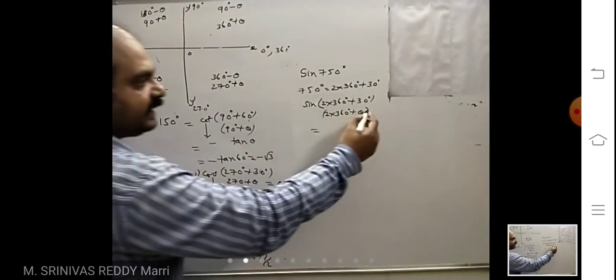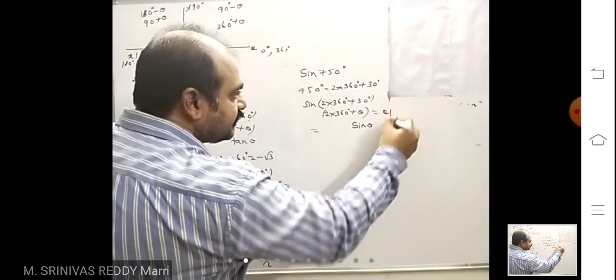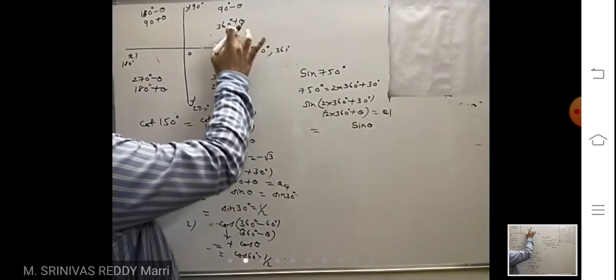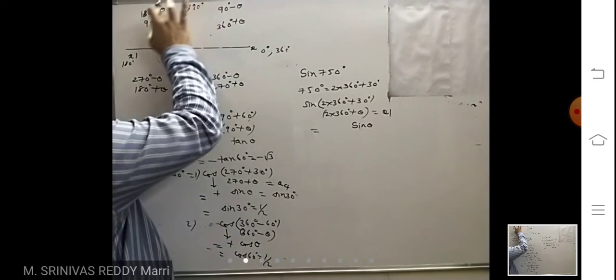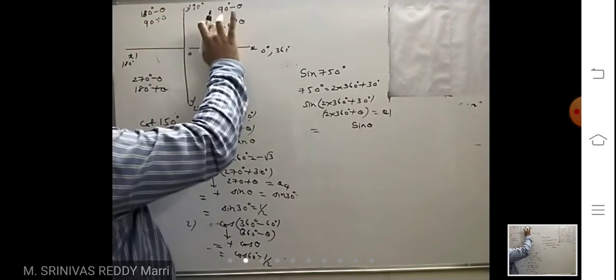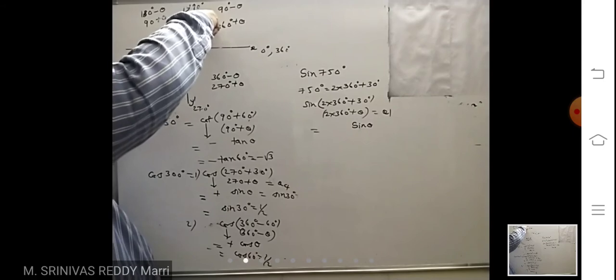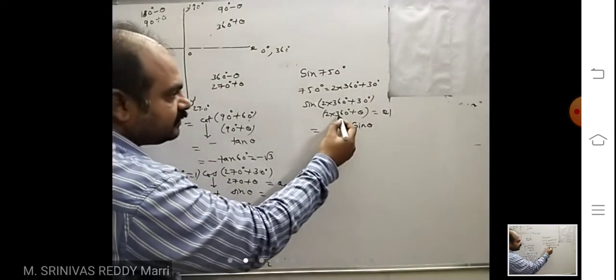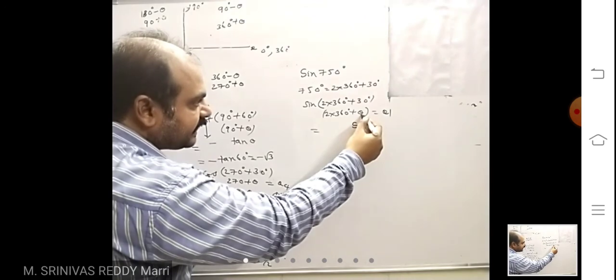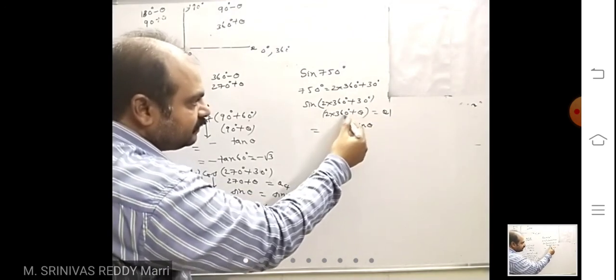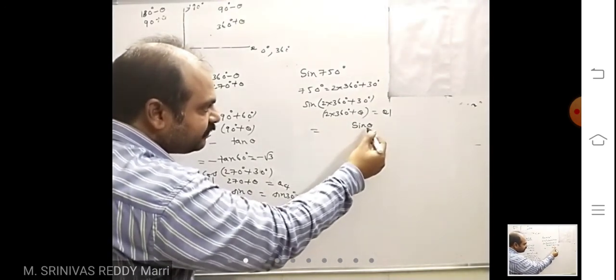Sine theta. This angle is in which quadrant? You can easily tell. Look at 2 into 360. 360 is this, and 2 into 360 plus theta means it will come under this quadrant. In this quadrant, 2 into 360 plus theta, you write sine theta. Same you will get.